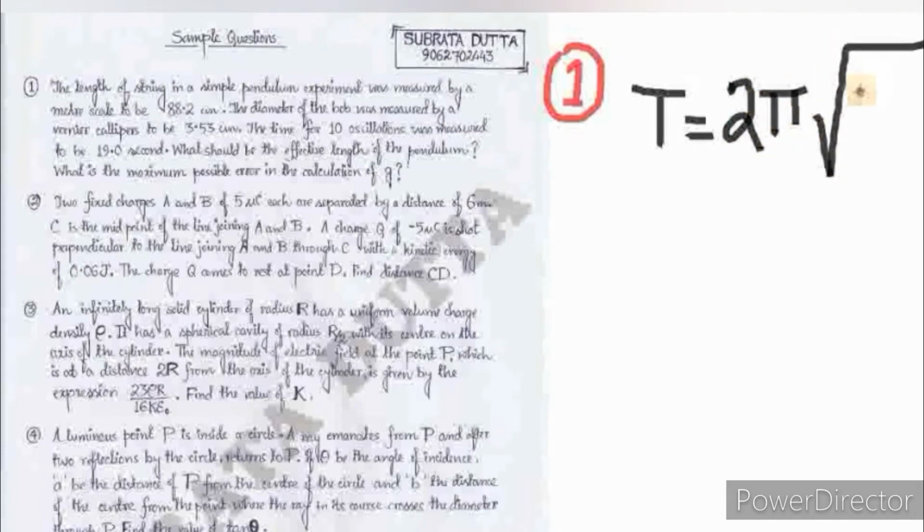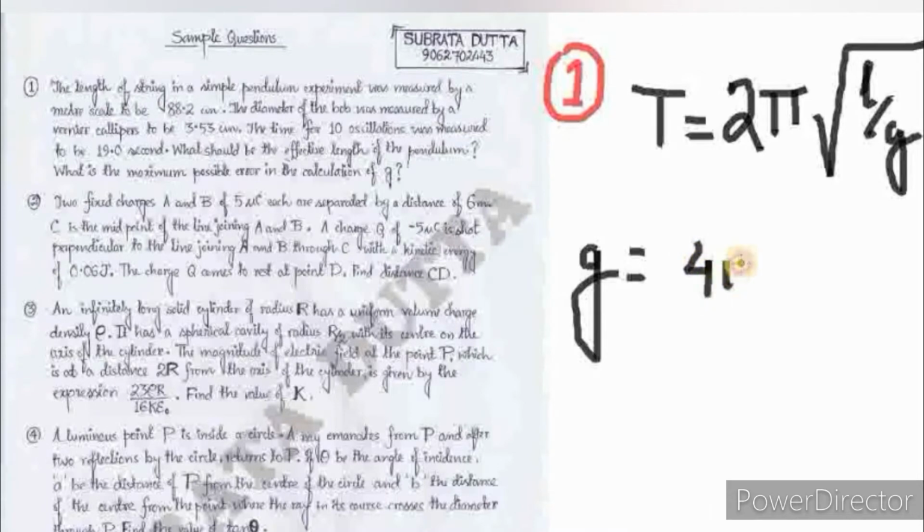Now to find the error percentage or relative error of acceleration due to gravity, we have to write the normal equation relating the time period, length and the acceleration due to gravity. According to that relation, g is equal to 4 pi square into L by capital T square. Here I am highlighting the power with blue color, because to find the relative or percentage error, the power plays an important role.